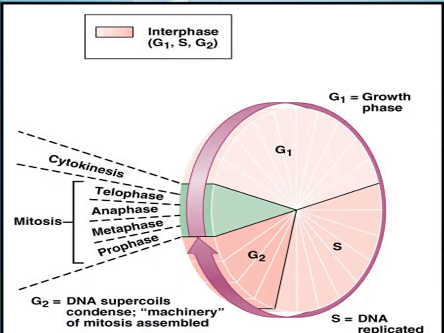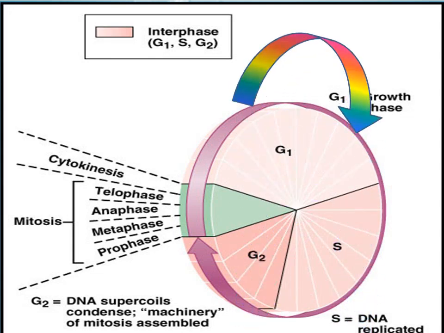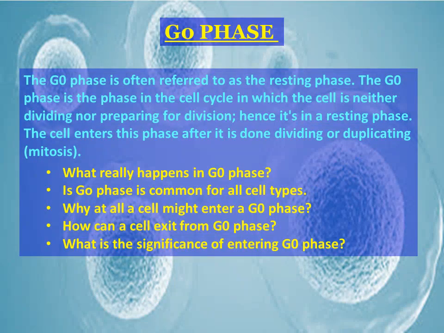Apart from the regular normal cell cycle, the cell may decide or choose to enter into another phase which is called the G0 phase, or the resting phase. The G0 phase is often referred to as the resting phase, and it is the phase in which the cell is neither dividing nor preparing for division. Hence, it is in a resting phase.